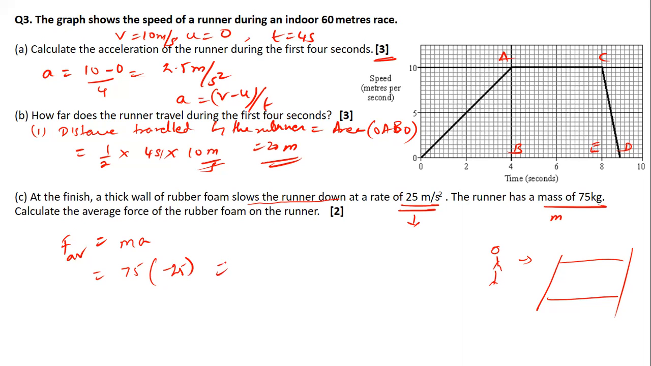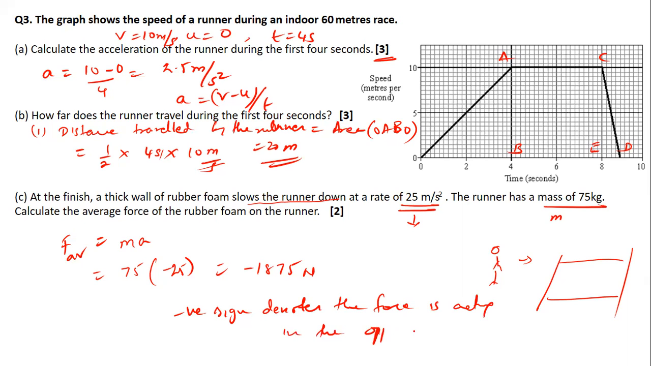Excellent. Minus 25. What is the answer for this? Minus 1875 newtons. Okay, good. So this is the opposite force. After you write this, you have to say the negative sign denotes the force is acting in the opposite direction.